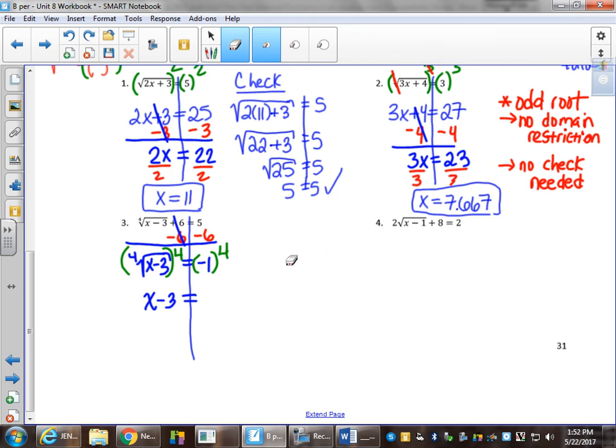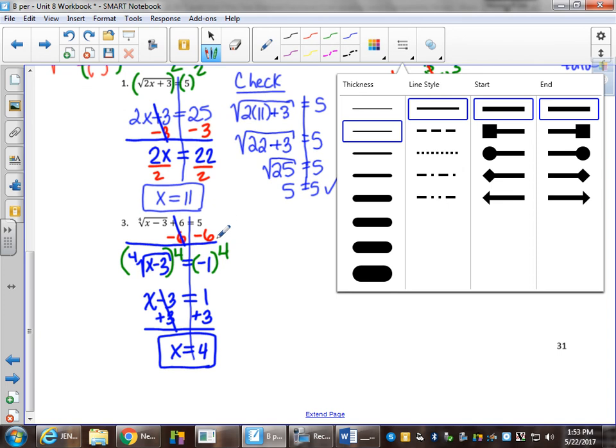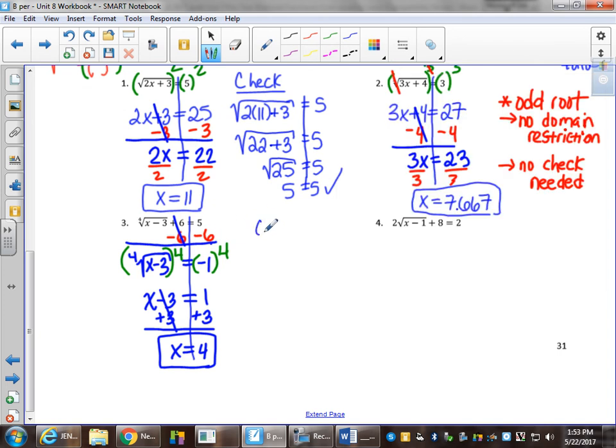In general, if you can remember this important little math fact, a negative raised to an even power will always be positive. So I have x minus 3 equals 1. To wrap this up, we will add 3 to both sides. And our potential answer is 4. I say potential answer because what kind of root is this? It is even. And if it's even, what do we need to do? We need to check. So write check, and let's check it.